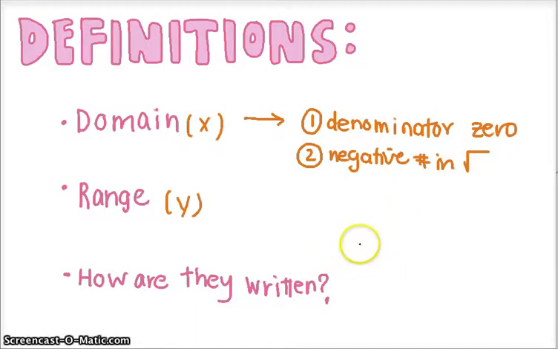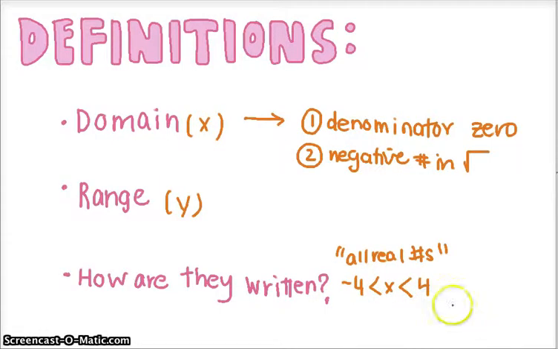So domain and range can be written in several different ways, and the first way is just in normal letters. For example, you can say all real numbers, and that could be your answer to a domain or range question. Or you can also write it as an inequality. For example, if you want to say that the domain is anywhere between -4 and 4, then you could say -4 < x < 4. But if it also includes the numbers -4 and 4, then you could write -4 ≤ x ≤ 4.